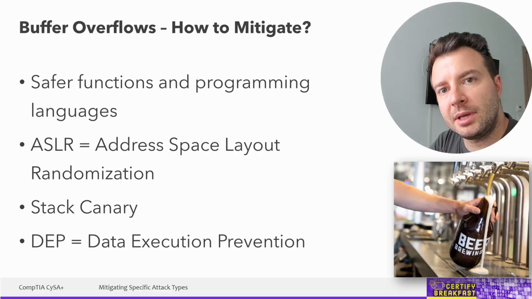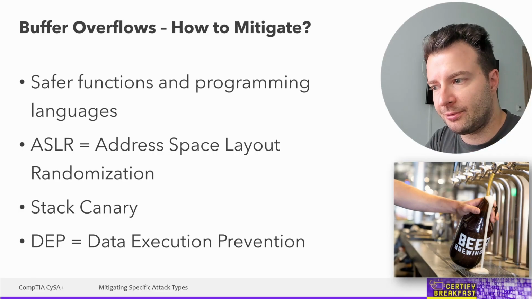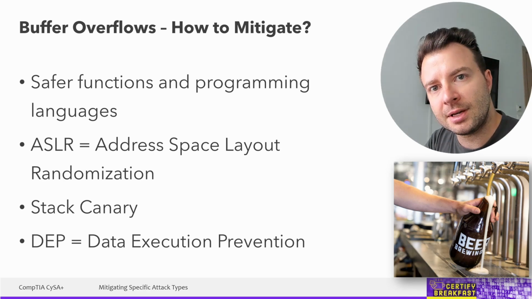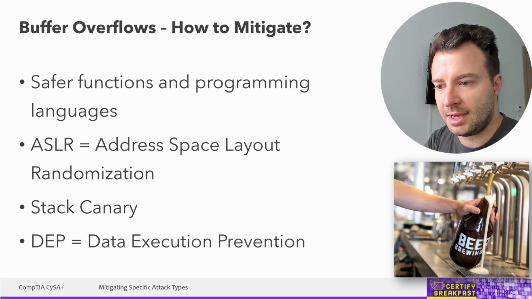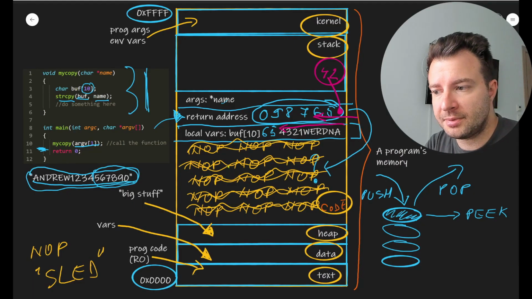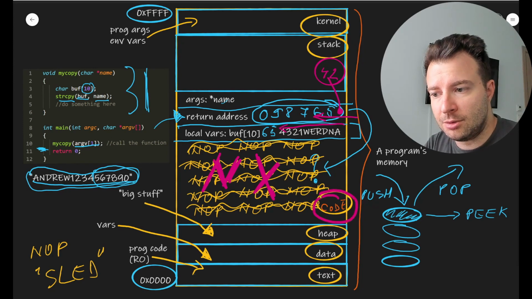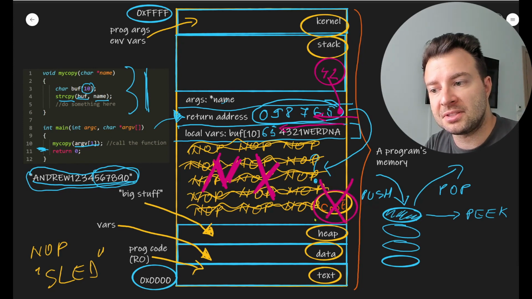Finally, we have DEP, that's Data Execution Prevention, which is available only on Windows, and it basically marks specific memory regions as non-executable. So in our example, we could tell the operating system that this entire space reserved for the stack is non-executable. So it doesn't matter if somebody manages to add their own code in here, it's never going to be executed because the operating system doesn't allow you to execute code from this location.